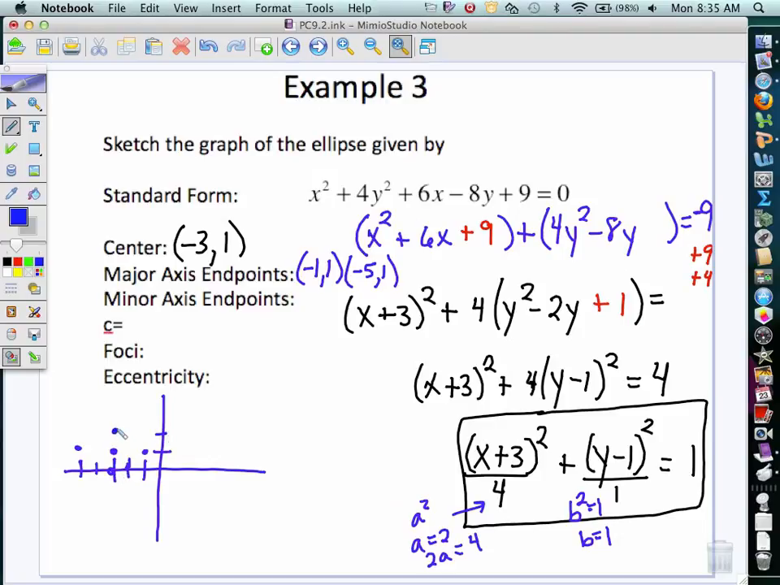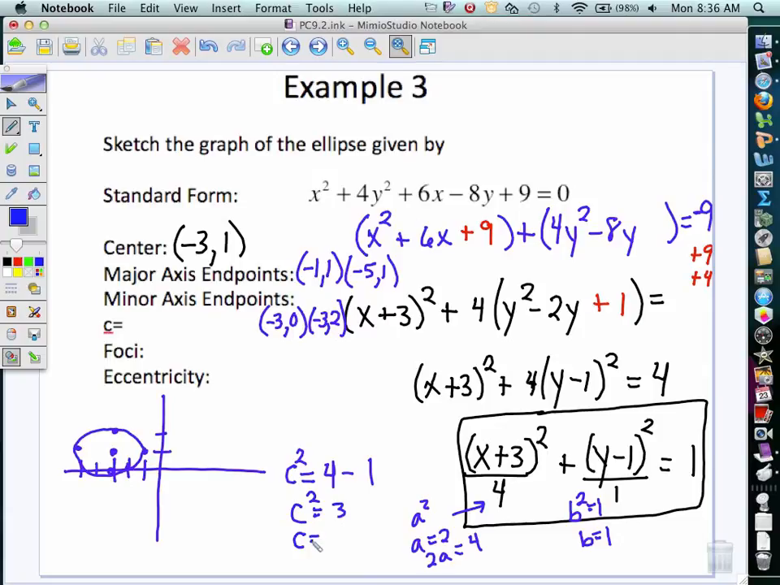The minor axis. So this is b squared is equal to 1. So b is equal to 1 unit away. So here's a point, and here's a point for the minor axis. So the ordered pairs for that would be negative 3, 0, and negative 3, 2. So here's my ellipse. I had to identify all of the major points, vertices, co-vertices, center.